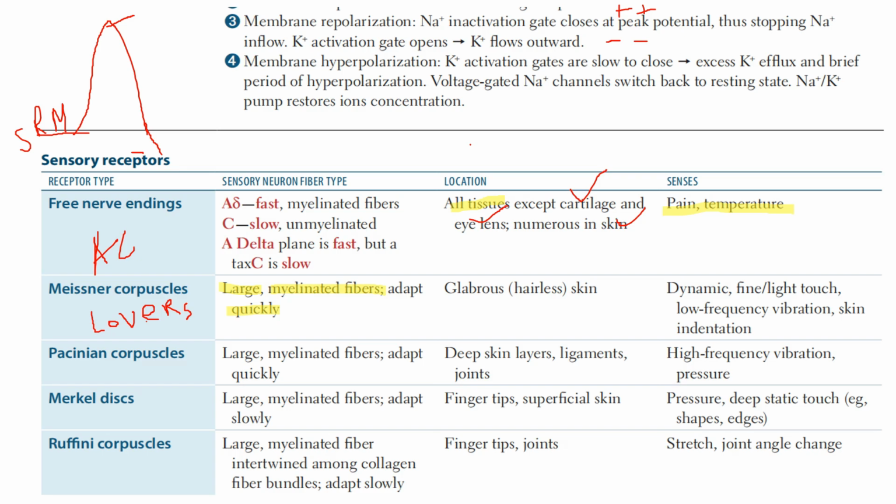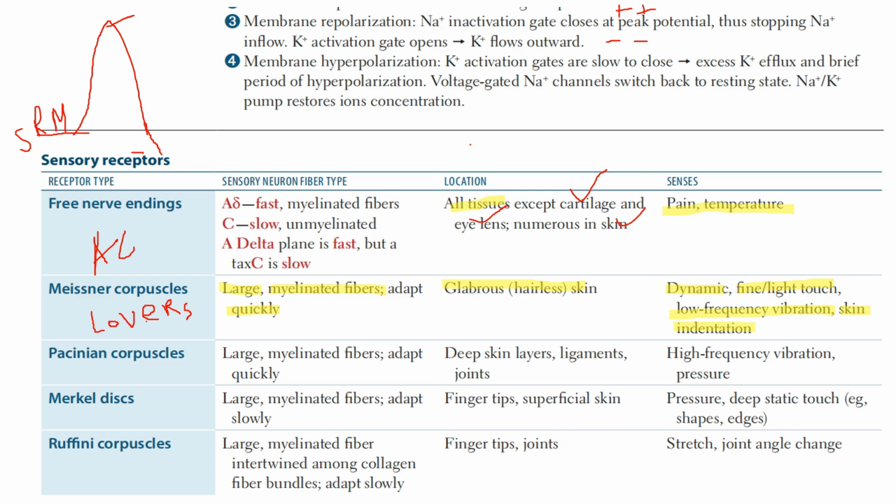In the skin, they are found in glabrous skin, so that they feel fine, dynamic touch. And they're going to be low. Usually when lovers are sitting, they talk in a low voice, right? So that's how you can assume it: low frequency vibration is going to be sensed, and skin indentation is going to be sensed, like depression or hollowness of the skin.